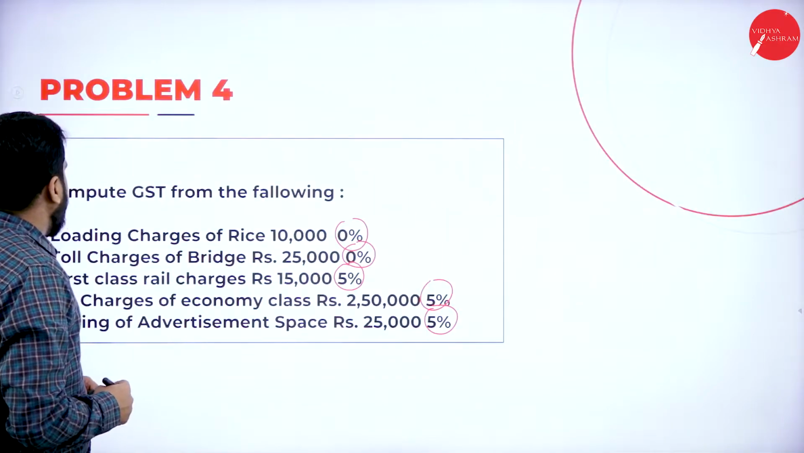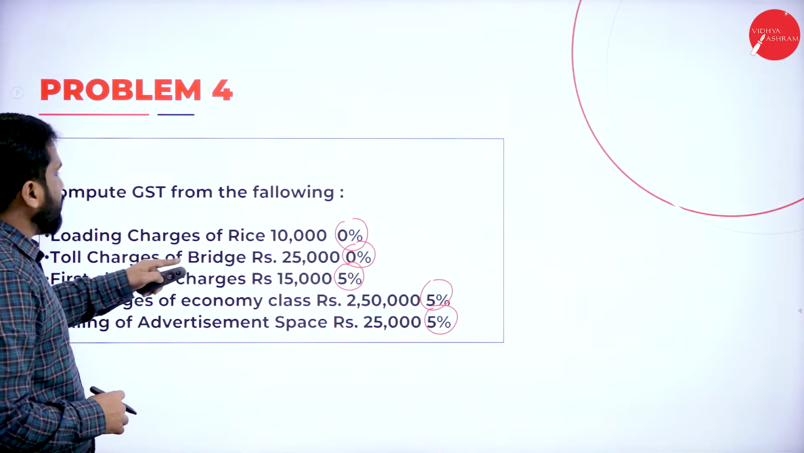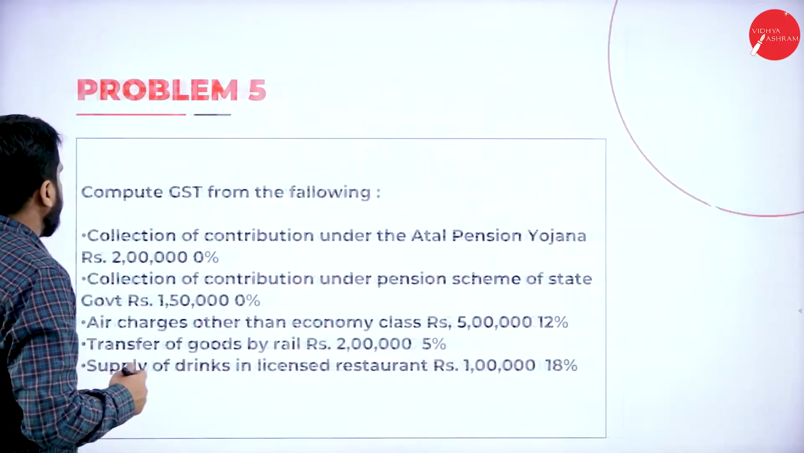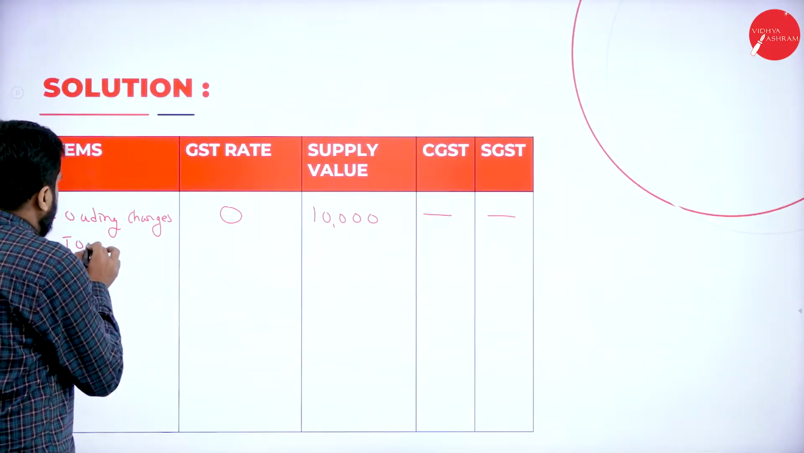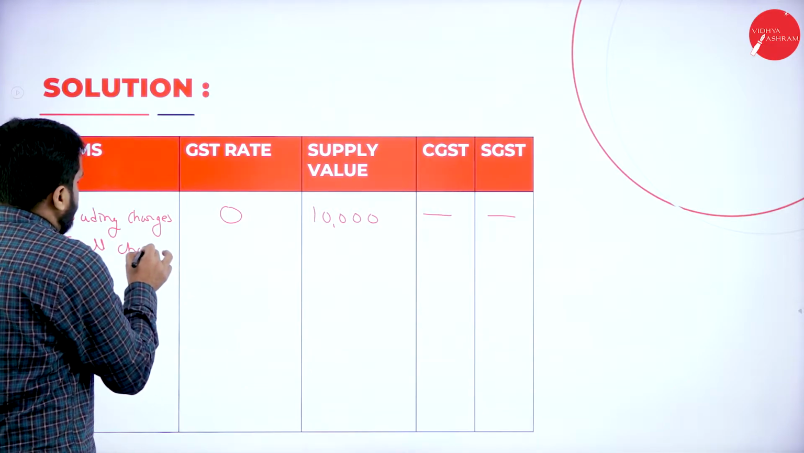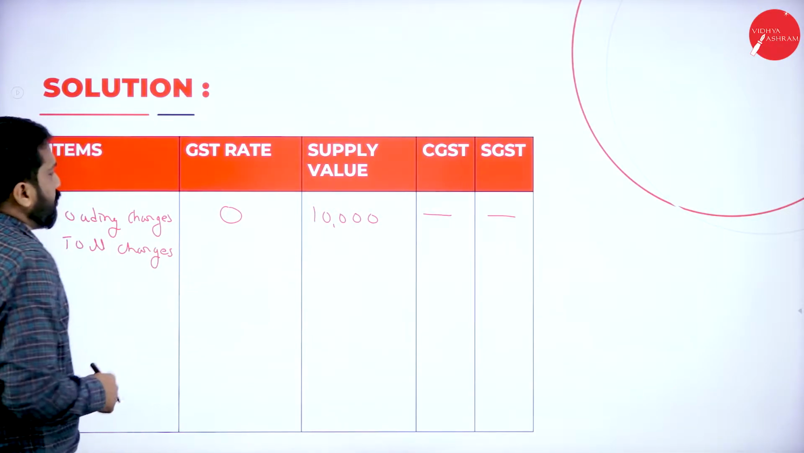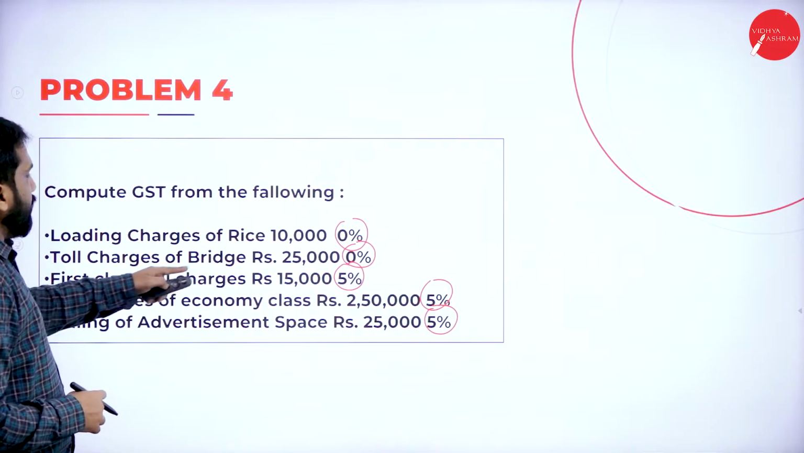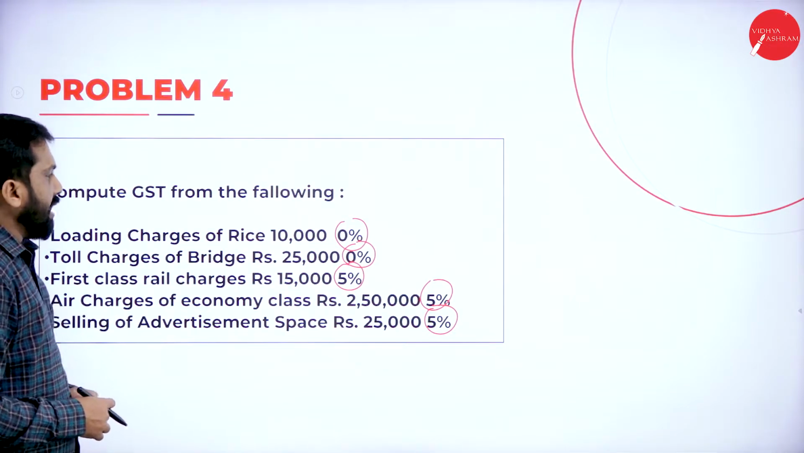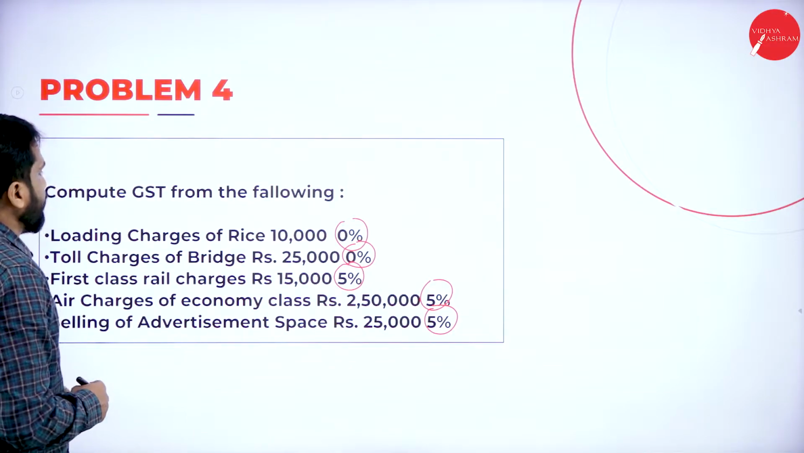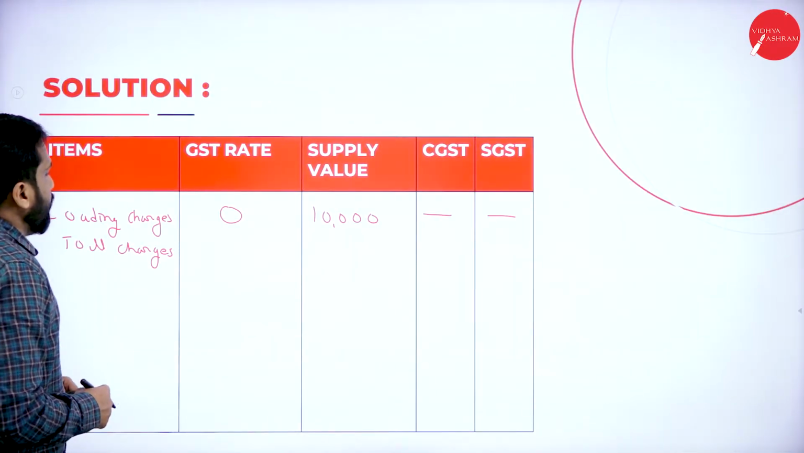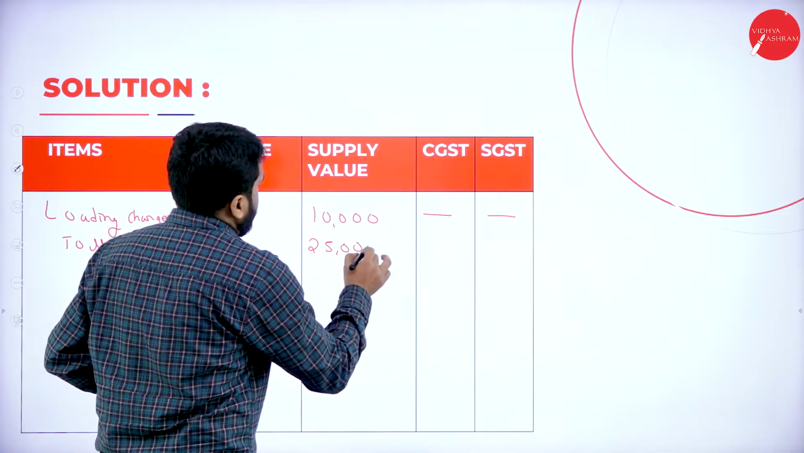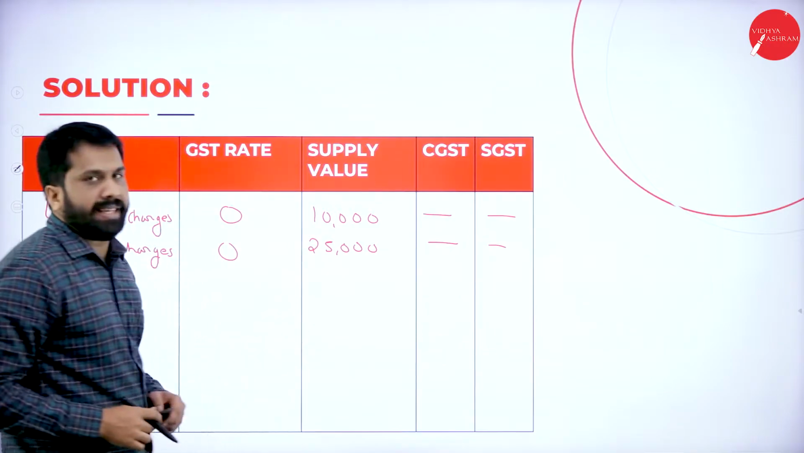Next, toll charges of bridge. How much we have? In this, we have 25,000 at 0%. Again, it is 0%. Your supply value is 25,000. No need to calculate anything.